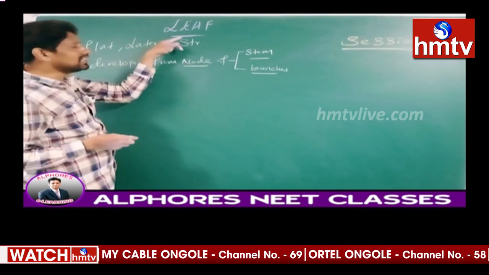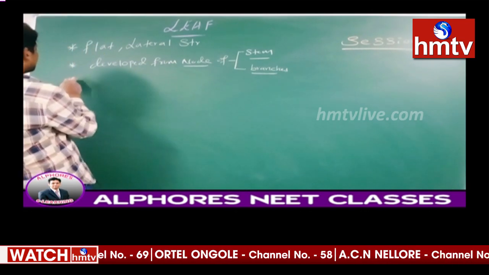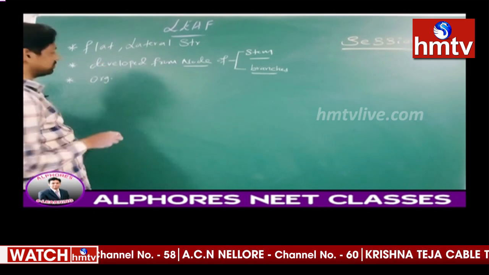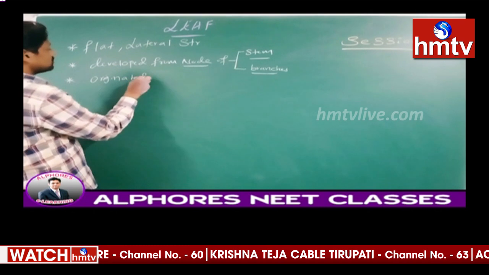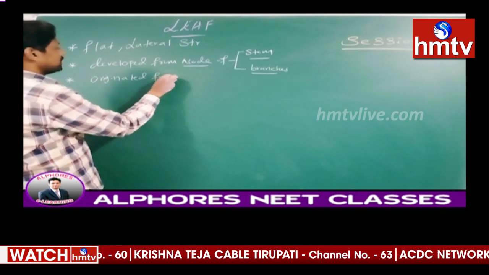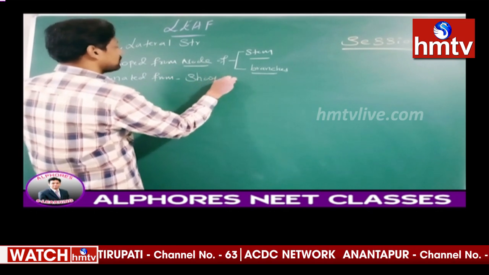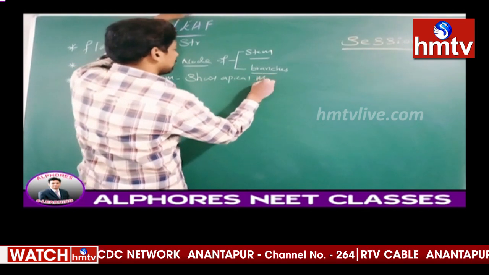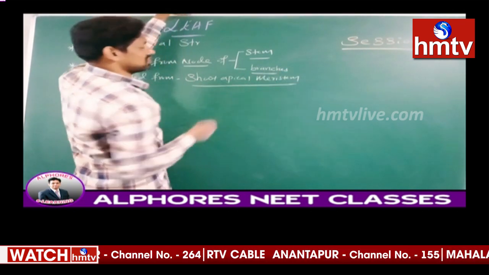This leaf is developed from the shoot apical meristem. The leaf originates from where? Originated from root apical meristem or shoot apical meristem? Originated from shoot apical meristem.